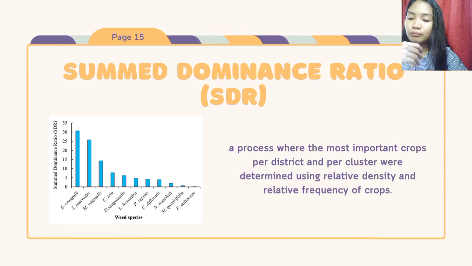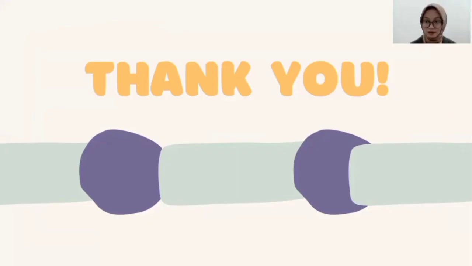Last is the summed dominance ratio, or the SDR. It is a process where the most important crops per district and per cluster are determined using the relative density and relative frequency of crops. That's all from us.